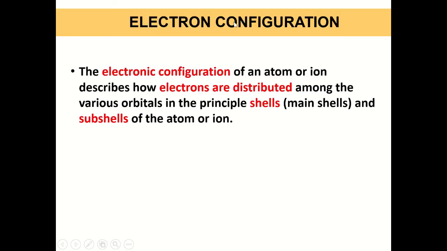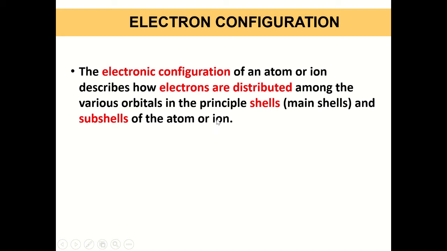What's meant by electronic configuration? Electronic configuration of an atom or ion describes how electrons are distributed among the various orbitals in the main shells, which is the principal shells, and in the subshells of the atom or ion.